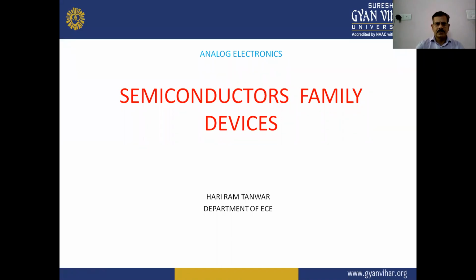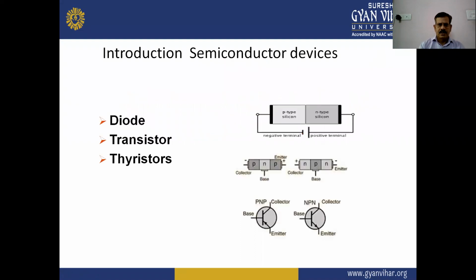Dear students, today we will discuss the semiconductors family and different devices of the semiconductors. So there are different semiconductor devices in the semiconductors family. One is the diode, second one is the transistor, and third one is the thyristor.